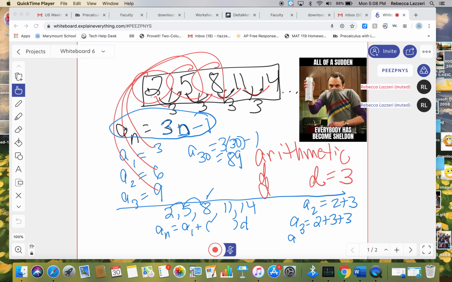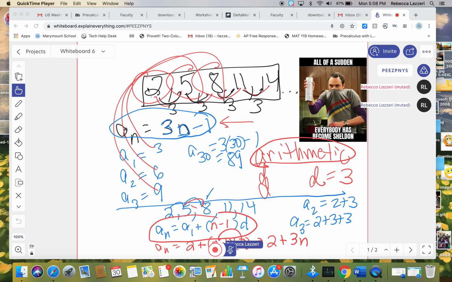Alright, so to reiterate, your formula is a sub n equals a sub 1 plus n minus 1 times d. So you have a choice to learn the formula for an arithmetic sequence or to just understand it with common sense. But if I use the formula, I would say any term is equal to, in this case, the first term, which is 2, plus n minus 1 times my common difference, which is 3. If I rewrite that, I have 2 plus 3n minus 3, which gives me 3n minus 1, which you notice is the same thing that we got with common sense.